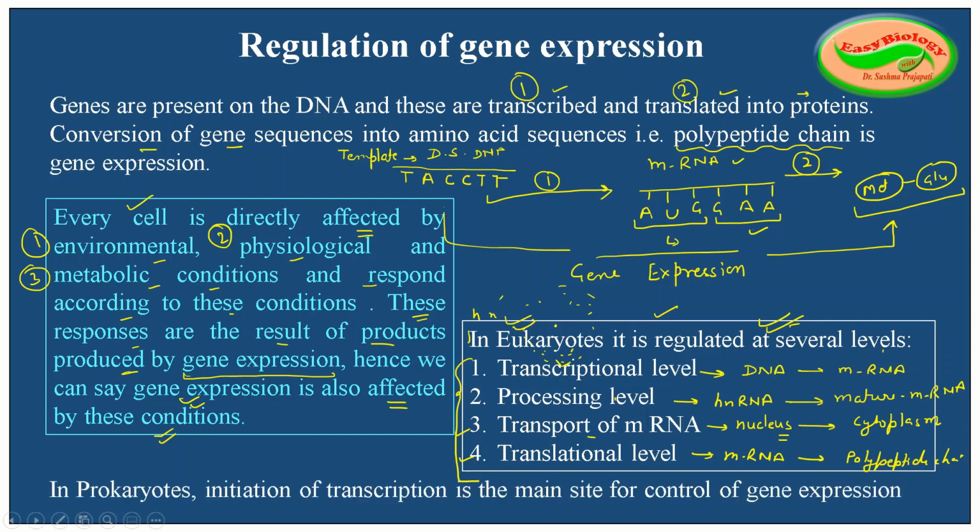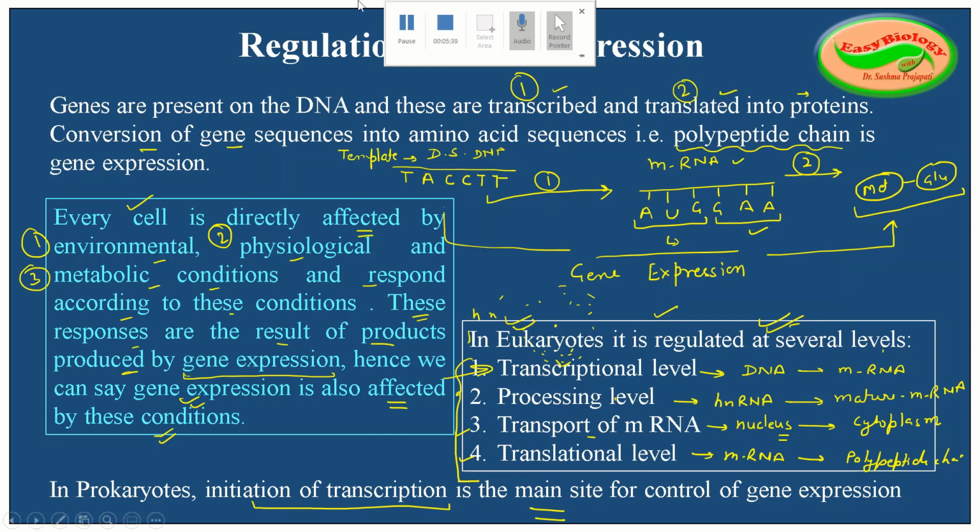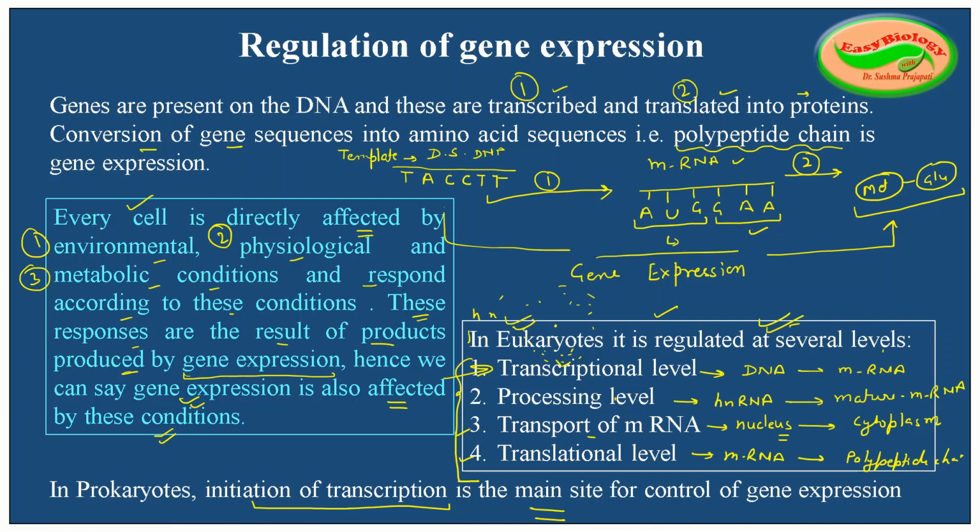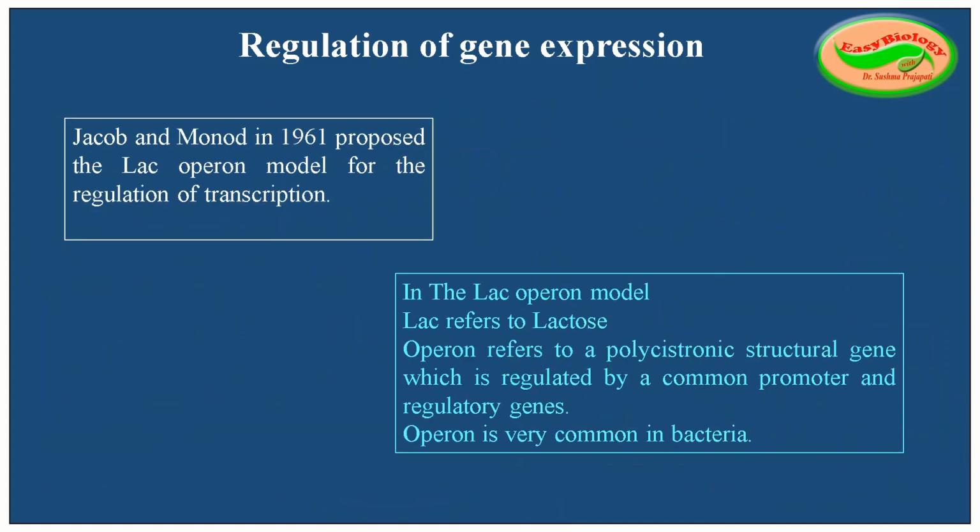But in case of prokaryotes, the initiation of transcription, that is the first level, is the main site for the control of gene expression. And in our textbook, we have to cover only this topic, that is the regulation of gene expression in prokaryotes. The example we have to study in detail in class 12th is the Lac Operon model. This model was proposed by Jacob and Monod in 1961.